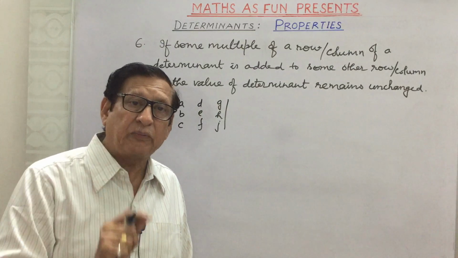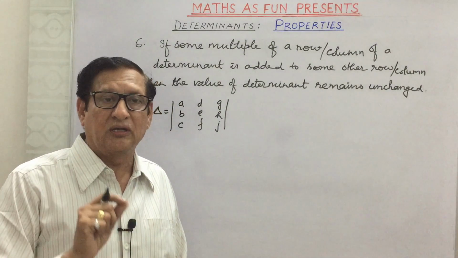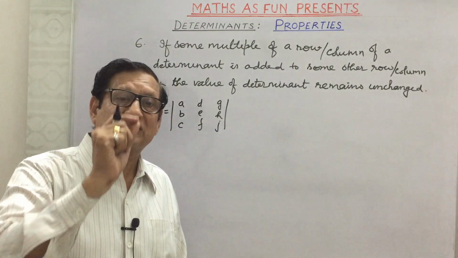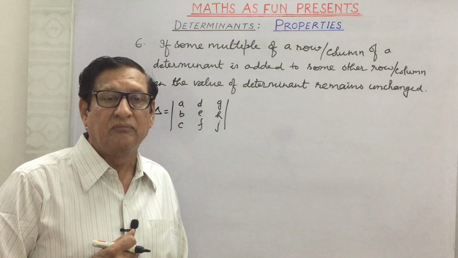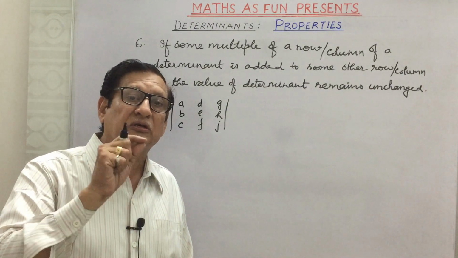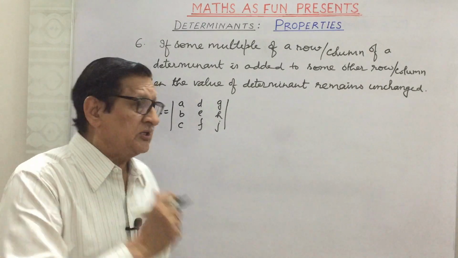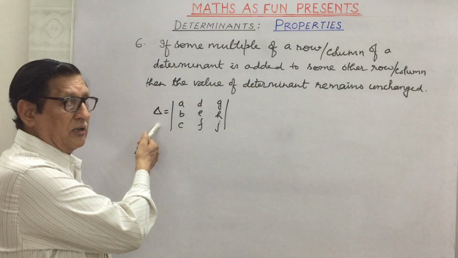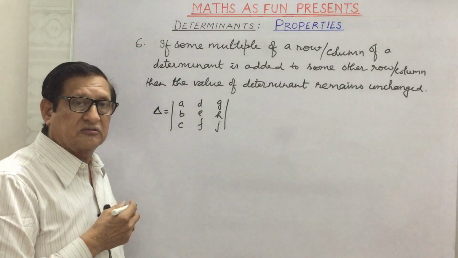It means if we multiply every element of one of the rows or columns of a determinant by some particular number and add it to some other row or column, then the value of the determinant is the same. There is no change in that. See here, suppose we have a determinant delta. Elements in this are A, B, C, D, E, F, G, H, J column wise.